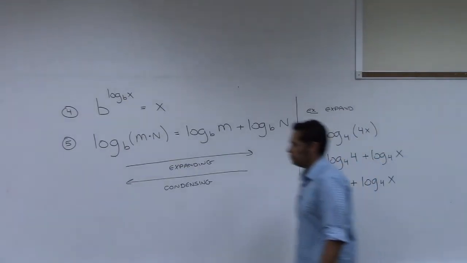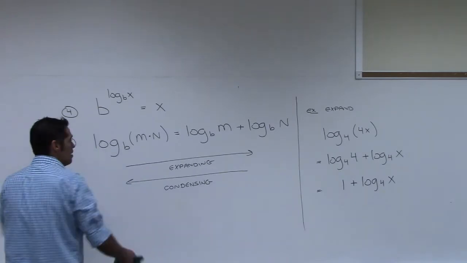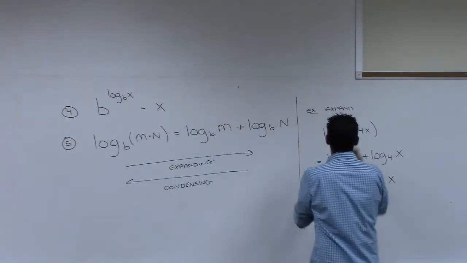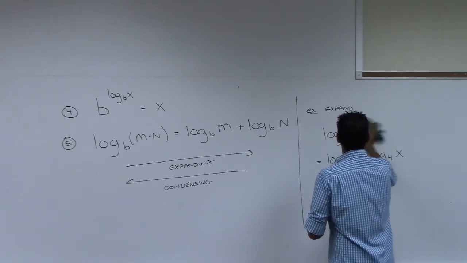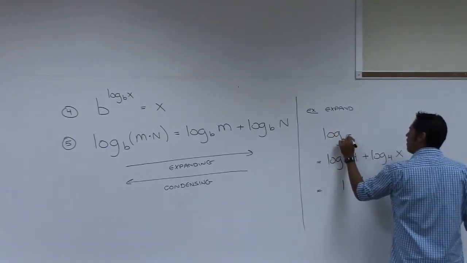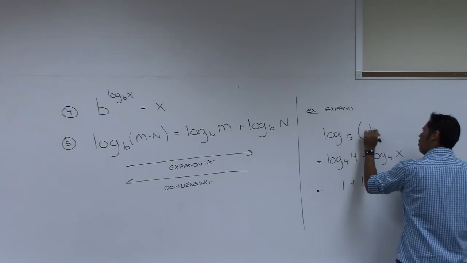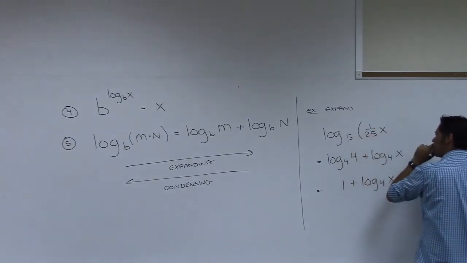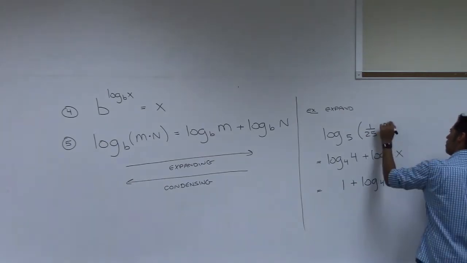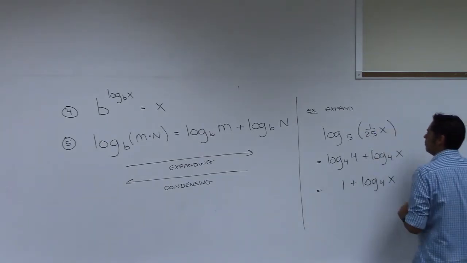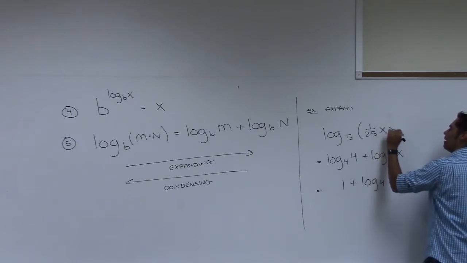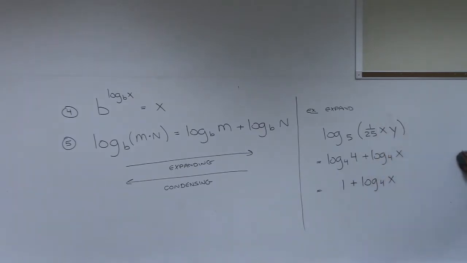Let's do another example. I'm not ready for the next property yet. I'll leave the property up there. I want us to expand log base 5 of 1/25 x. Yeah, that'll work. Let's go xy. I'll see if I can push you a little bit further.